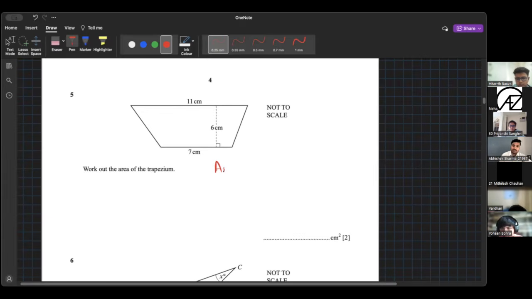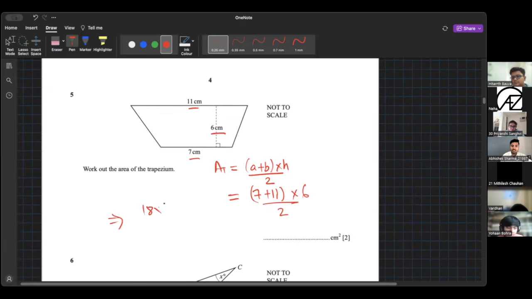So the area of a trapezium is the sum of the two parallel sides, that is a plus b, multiplied by the perpendicular height, whole divided by 2. So the two parallel and opposite sides are 7 and 11. So 7 plus 11 multiplied by the perpendicular height, that is 6, whole divided by 2. So it is going to be 7 plus 11 is 18 multiplied by 6 divided by 2. 2 ones are 2, 2 nines are 18, 9 6s are 54. We have to show the formula in every case, right? Even though it's a 1 marker, 2 marker.